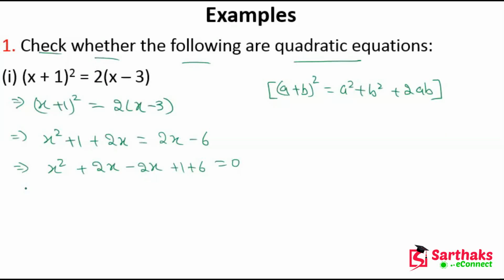So now this will be cancelled because plus 2x and minus 2x. And we have x square plus 7, which is equal to 0.